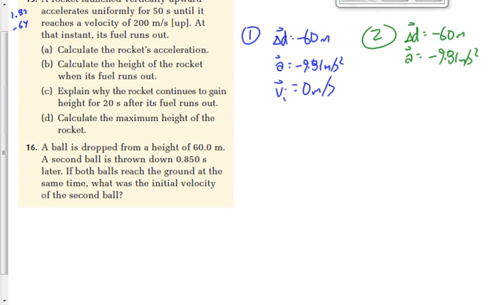Object number 2, we don't know what VI is for number 2, right? It's thrown downward, number 2 is. So it does have an initial velocity. In fact, that's what we're trying to find, right? We're trying to find VI. Whoops, let's use green for that. We're trying to find VI for the second one. Anything else we have? Yep, Jacob?